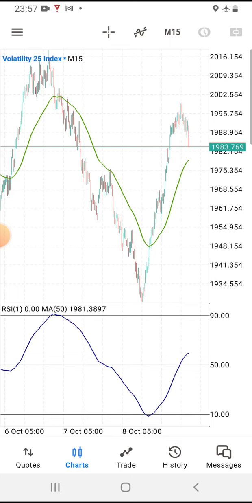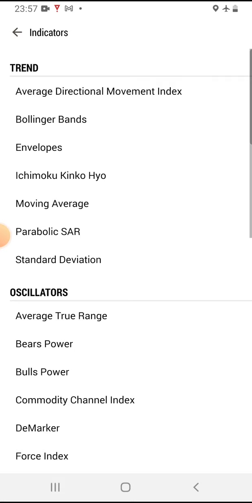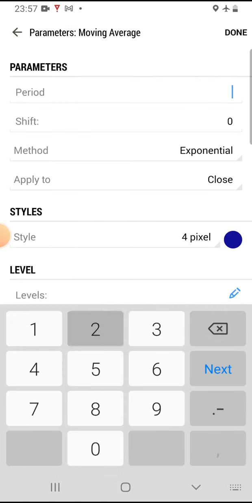Then finally, under our indicator window 1 again, we're going to add the last moving average, which is the 200 moving average.